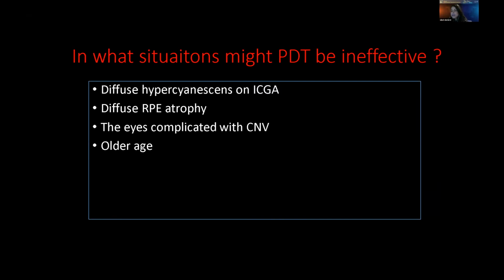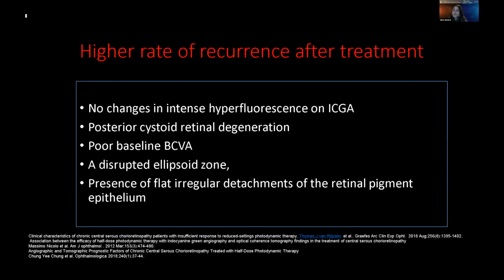PDT might not be effective in some patients, of course, maybe in 20 or 30% of the patients. Reasons for that can be listed as diffuse hyperfluorescence in the indocyanine green angiography, diffuse RPE atrophy, eyes complicated with CNV, and the older age group. And the reasons for recurrence after successful treatment can be listed as follows, as you see here: systemic degeneration, poor baseline best-corrected visual acuity, and disrupted ellipsoid zone.